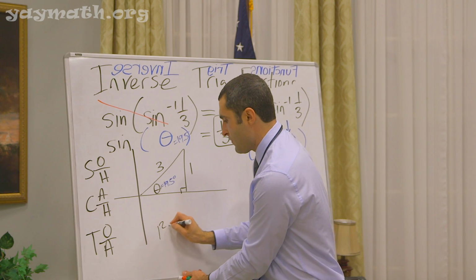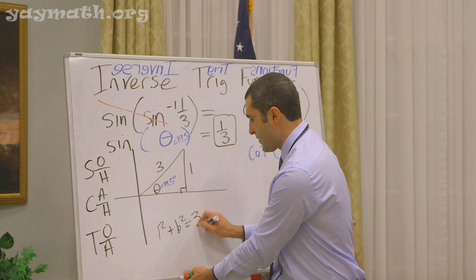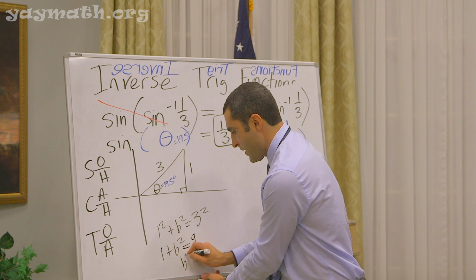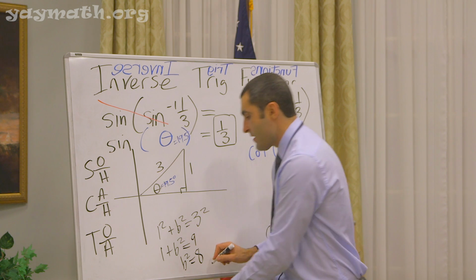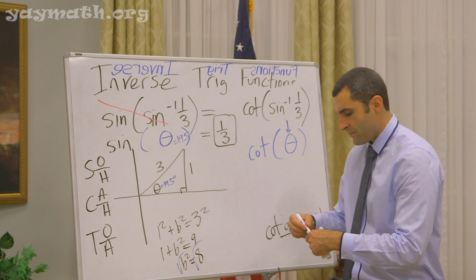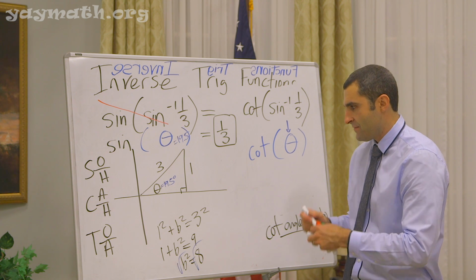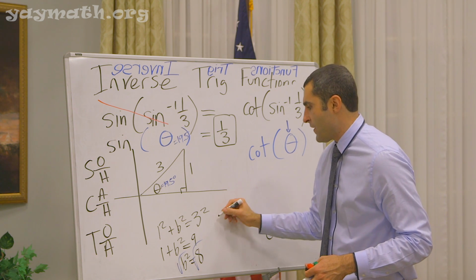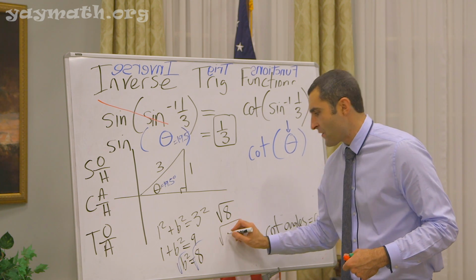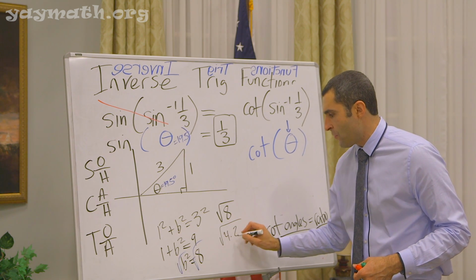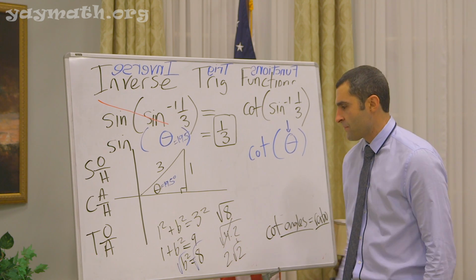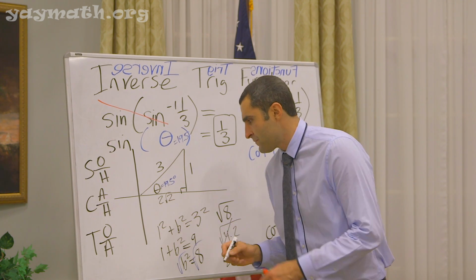Let's do it. 1 squared plus b squared equals 3 squared. 1 plus b squared equals 9. b squared equals 8. Simplify by square rooting both sides. Square root of 8. Is 8 a perfect square? No. What's inside that is a perfect square? 4. 4 times 2. Square root of 4 is 2. So 2 root 2.